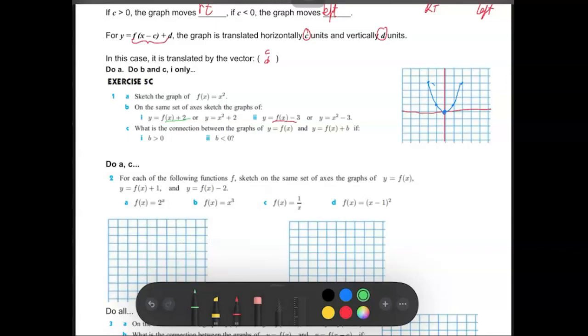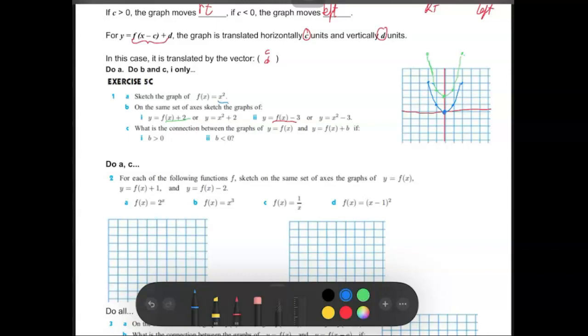Okay, so first I'm going to do up. So I'm going to make it go up by 2 units. The middle point goes up 2 units, the two on the side go up 2 units, and these ones also go up 2 units, going off the edge of the screen, kind of like that.